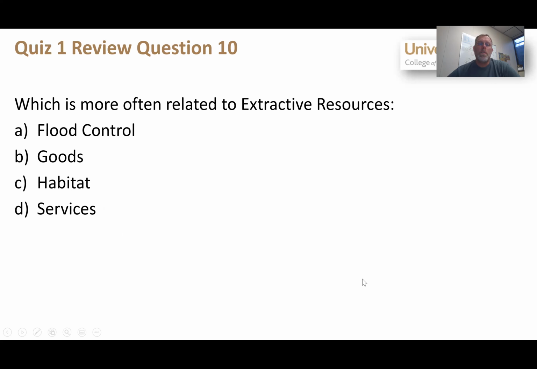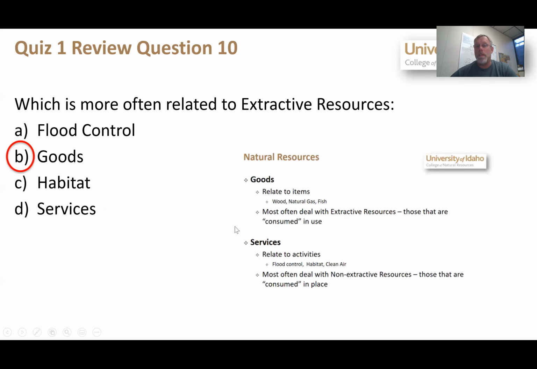Which is more often related to extractive resources? Flood control, goods, habitat, or services? What is most often related is goods. We talked about how they were extractive, which tend to be quantitative, and those services like flood control and habitat tend to be qualitative.